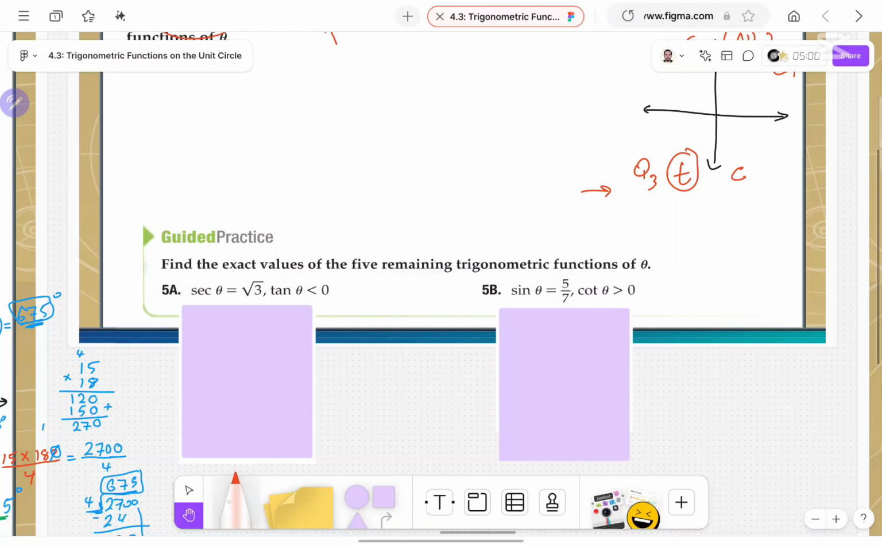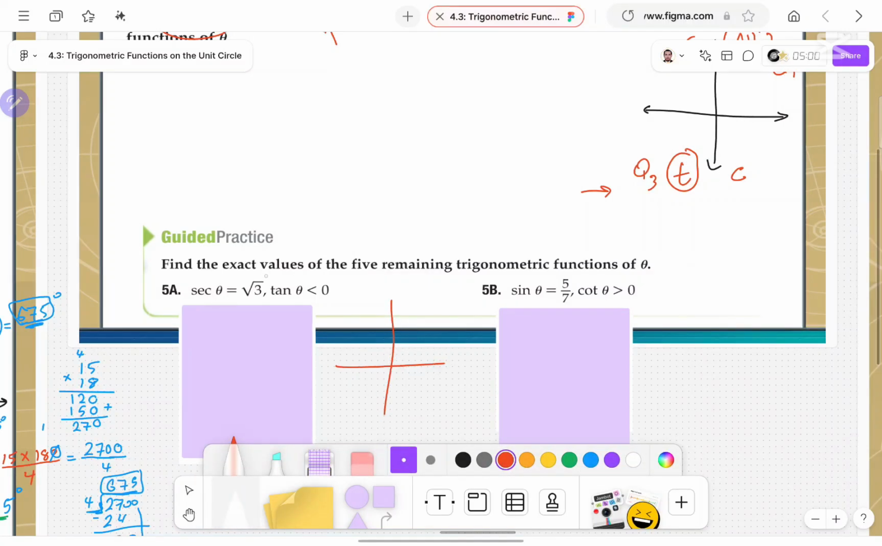For example, look at this one here. Secant theta. Secant is positive. Secant is the reciprocal of what function? It's cosine. Where is cosine positive? I know that cosine is positive here and also in quadrant 1, so quadrant 1 and quadrant 4. How do I know where to draw the triangle? It's from the second given information here. It says tan is less than 0, so tan is negative. I know that in quadrant 1 tan is positive, and tan here is negative, so the triangle will be in quadrant 4.